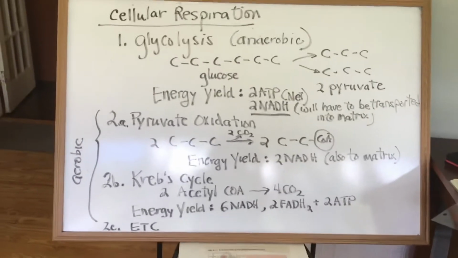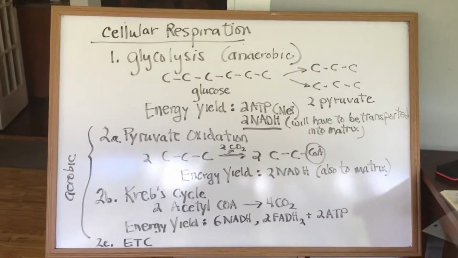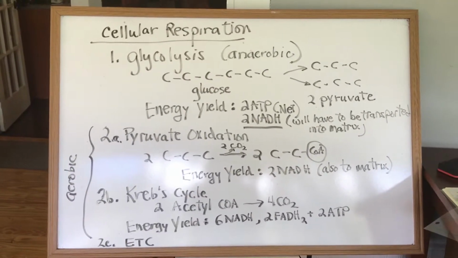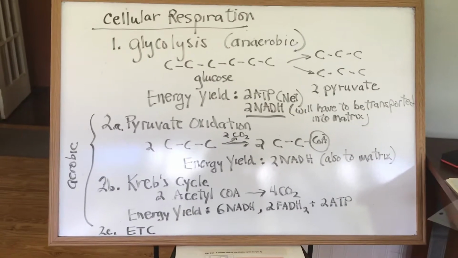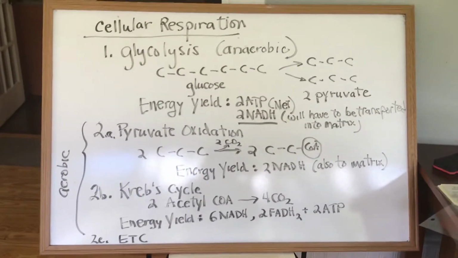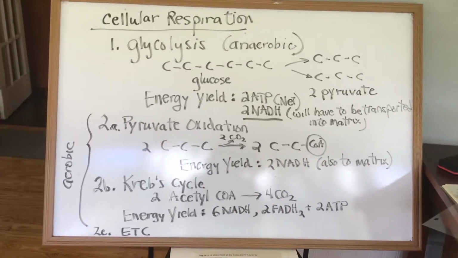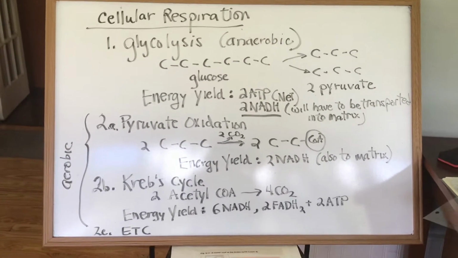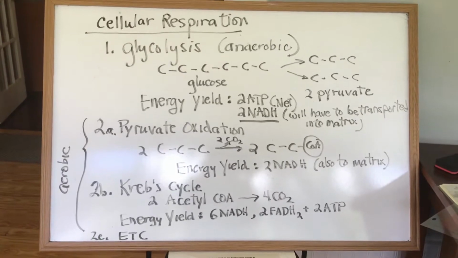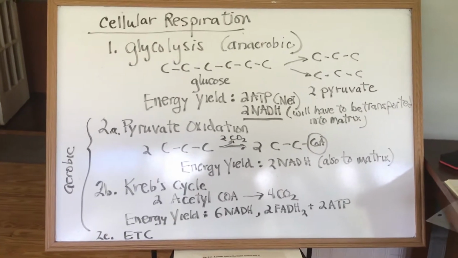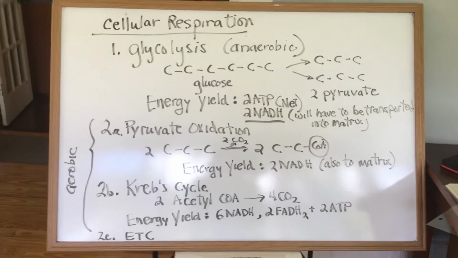I'm standing back here in case you wanted to take notes, but we're going to go through each of these parts. So we've just talked about glycolysis, which is an anaerobic process happening outside the mitochondria. Some cells really basically only do this, or do this as a precursor to doing something else.